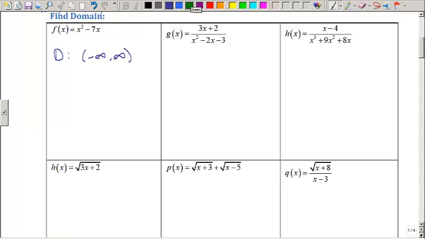Whereas the next problem, g of x equals 3x plus 2 over x squared minus 2x minus 3, has a denominator. There are no even roots here, but there is a denominator. So I am concerned about where the denominator is equal to 0. In order to find out where my domain is, I'm going to take all the numbers on the number line, except the places where the denominator is going to be equal to 0. So to find those places, I set the denominator not equal to 0. I'm including all the values as long as they're not equal to 0.